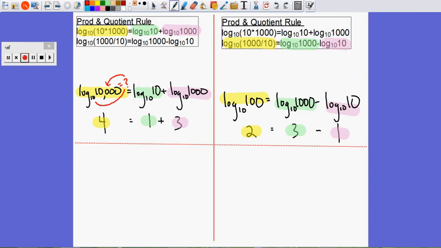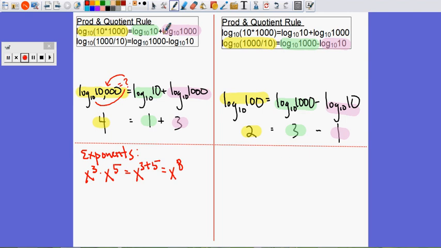So if we think back to exponents, when you have x to the power of 3 times x to the power of 5, you end up getting x to the power of 3 plus 5, which is x to the power of 8. So anywhere you see times with exponents, you think plus. And because exponents are related to logs, the same deal applies. Anywhere you see times, you think plus.